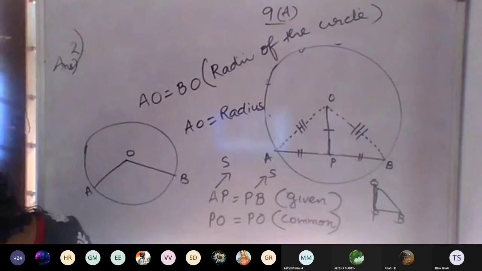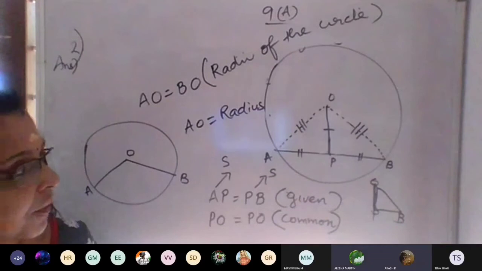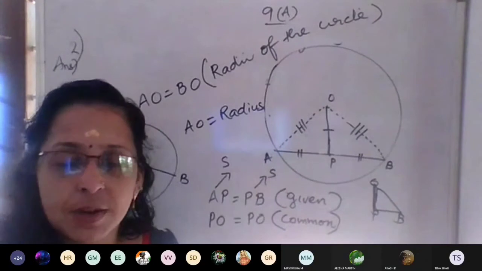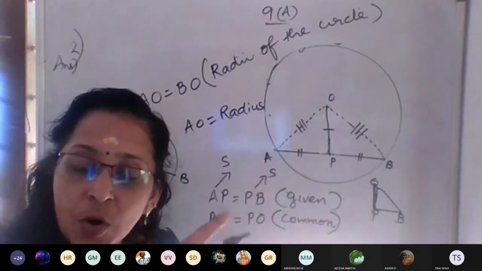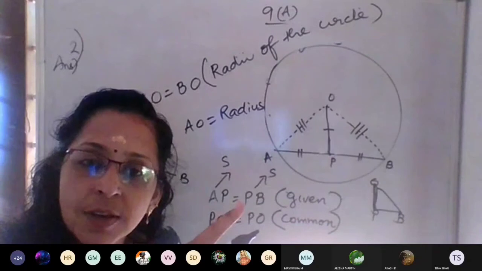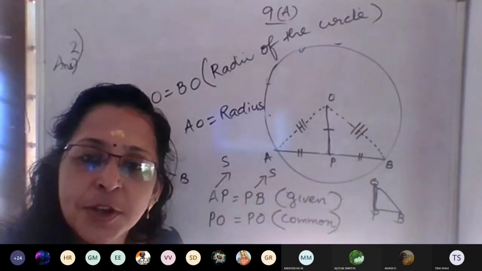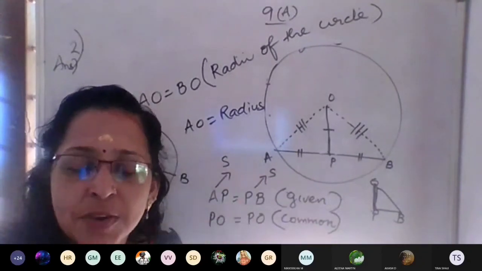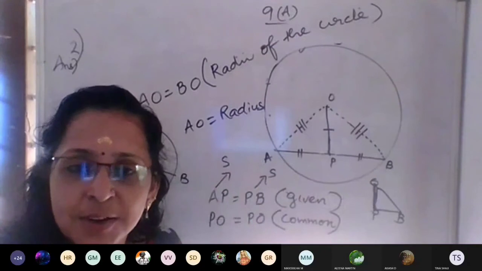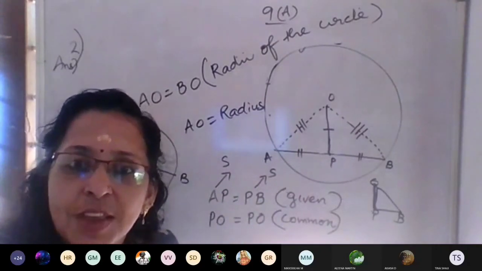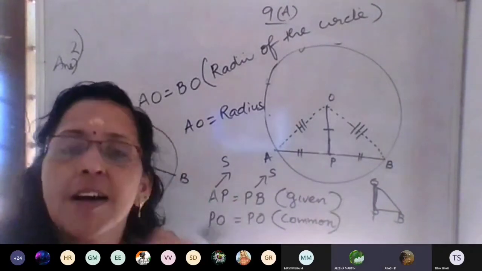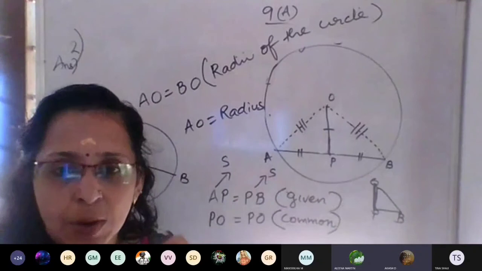These 2 triangles are congruent, so can we say OP is perpendicular to AB? No, we can't say perpendicular yet. All the sides are equal. Yesterday we discussed, if the mother is going, the children will go along. Similarly, sides and angles are dependent. If all the sides are equal, angles will also be equal.